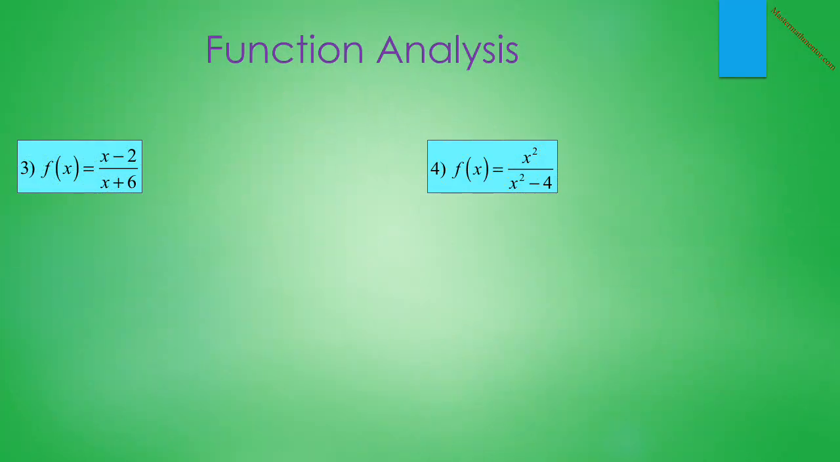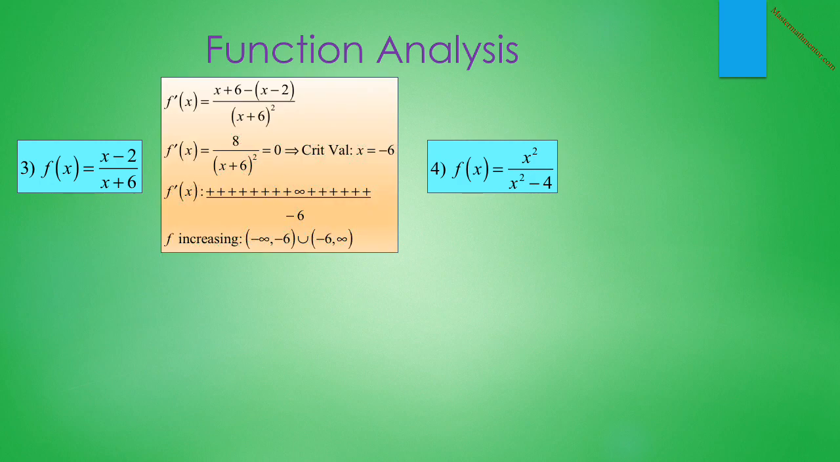Problems 3 and 4 are 2 functions that are in the form of quotients. When we have those forms, we should always think about the domain of the function. Problem 3 reads f of x equals (x minus 2) over (x plus 6). In our pre-calc days, we would realize that there is a vertical asymptote at x equals -6.